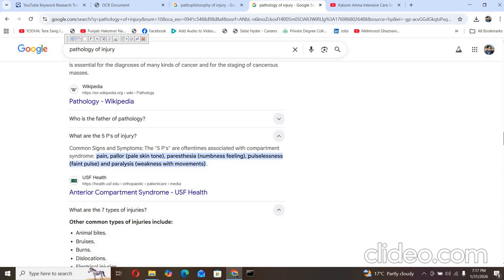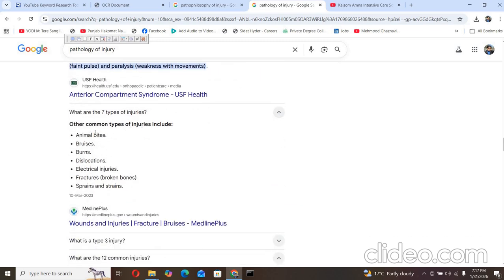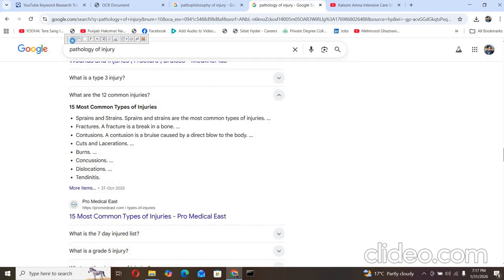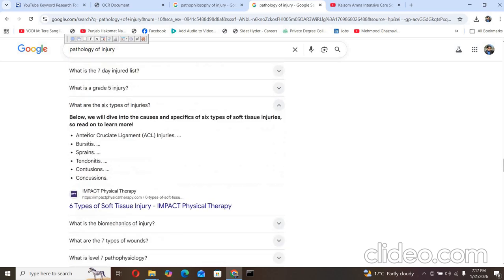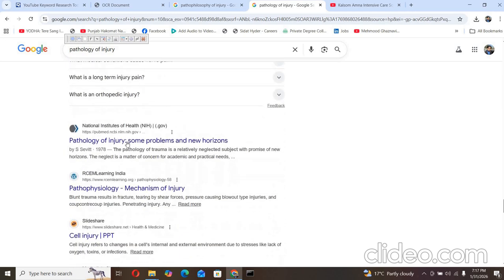Four P's of injuries: pain, pallor, pale skin tone, paresthesia, numbness, pulselessness, faint pulse, or paralysis, weakness with movement. Types of injuries include animal bite, bruises, burn, dislocation, electrical injuries, fracture, broken bones, sprains, and strain. Fifteen common types of injuries include the following.